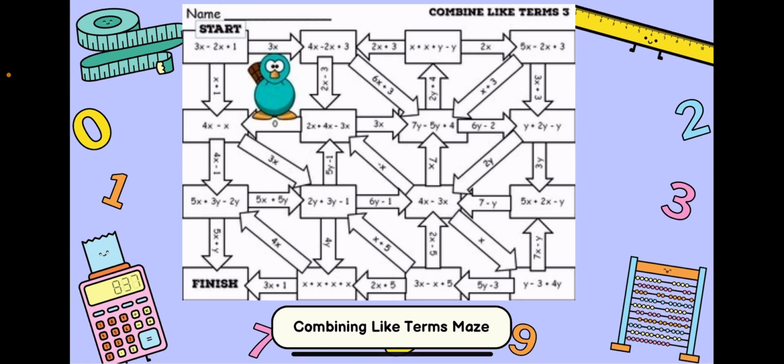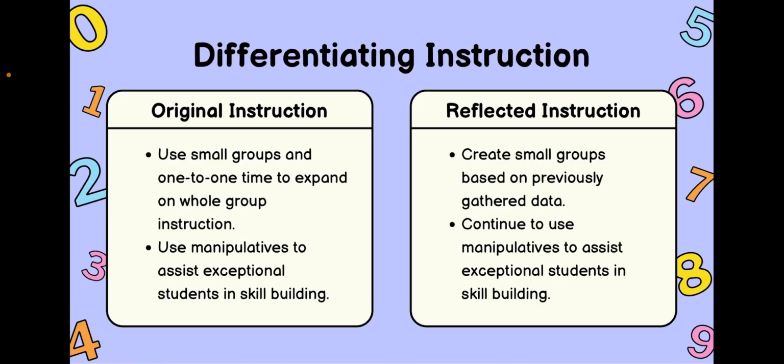Here's an example of the combining like terms worksheet that I would use. I like the maze because, as we can see, if students incorrectly answer the questions, they will not make it to the finish line, but instead they will have to circle back and hit a dead end, almost going back to a previously solved problem. So it allows them to independently correct, or it can be used in a small group or one-on-one setting to make those corrections as well.